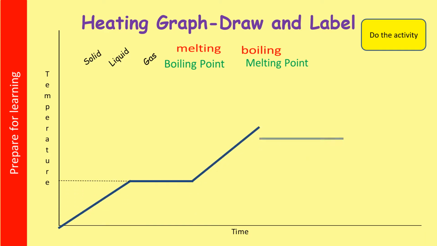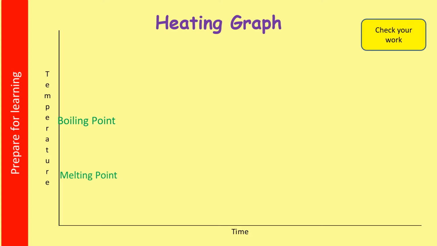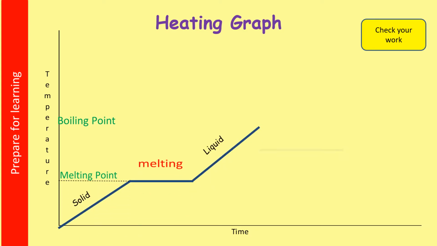The shape of this graph should be familiar to you by now, and your task is to draw the graph and add all of these labels: solid, liquid, gas, melting, boiling, boiling point, melting point. Draw the graph and add them in the relevant places. Now you can check your work using the information on this slide. Make sure you've got all the labels in the right places.